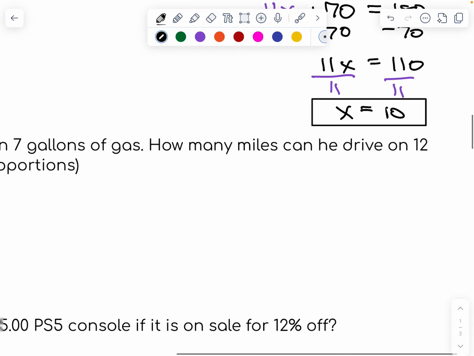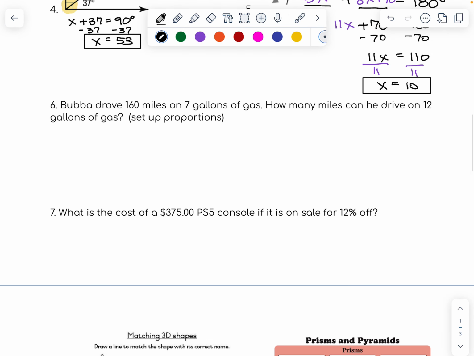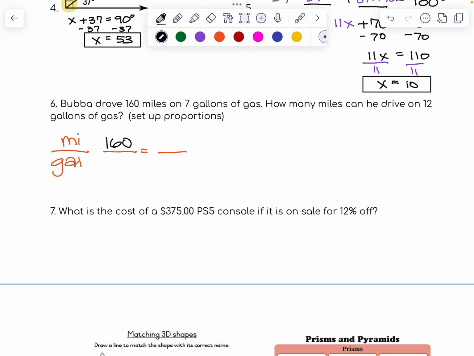All right, let's do a unit rate here. Bubba drove 160 miles on 7 gallons. How many miles can he drive on 12 gallons of gas? Well, let's set it up. I'm comparing miles to gallons. All right, you guys should be pros at this by now. I have 160 miles, so that goes with the miles. And that was in 7 gallons. How many miles can he drive on 12 gallons? That's what they gave us. So this is my unknown.